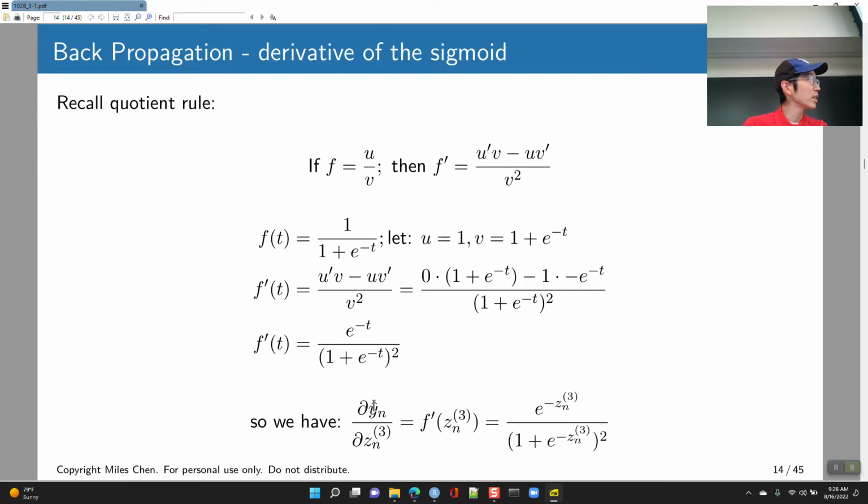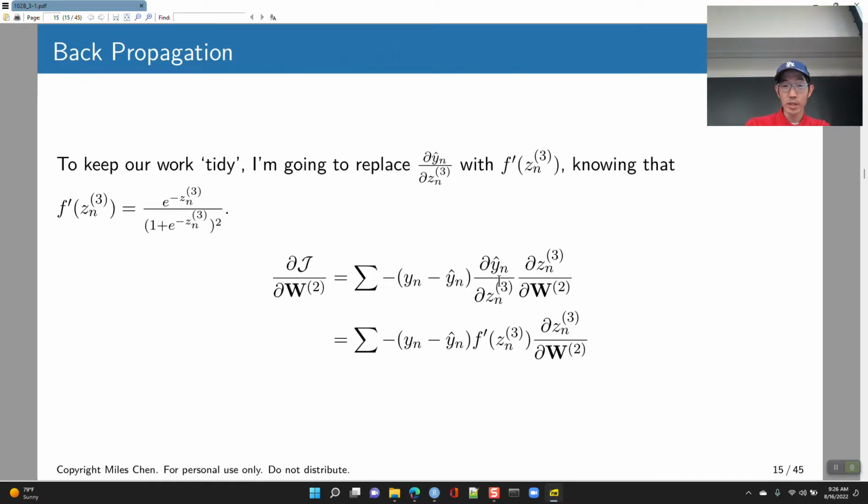And so the derivative of y hat with respect to z3 is going to be f prime of this, which is going to be equal to this quantity. So I'm going to just take this, and I can plug that into here, and just for simplicity, I'm going to leave this as f prime of z3. Okay, so this is what we have.